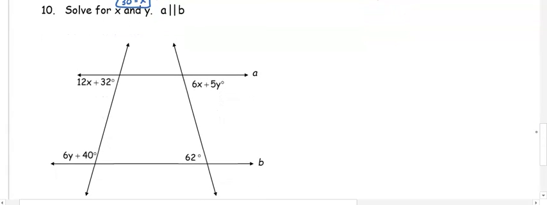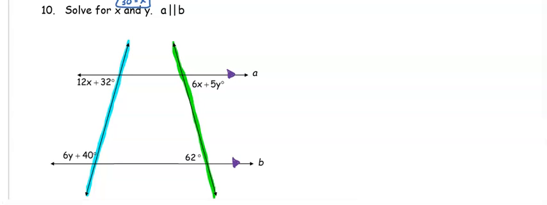In number 10, solve for x and y. A and B are parallel. So if A and B are parallel, we can add an arrow to both of them. We know that these lines are parallel. The other two lines then are transversals. So we have this blue transversal and the green transversal. If we are going to solve for x and y, we want to set up an equation for each transversal.